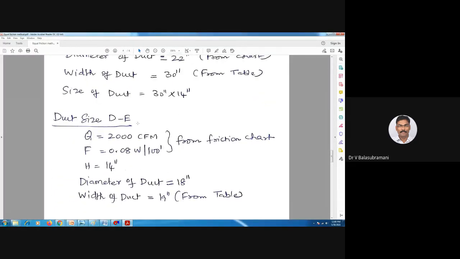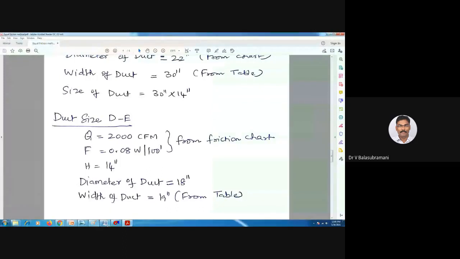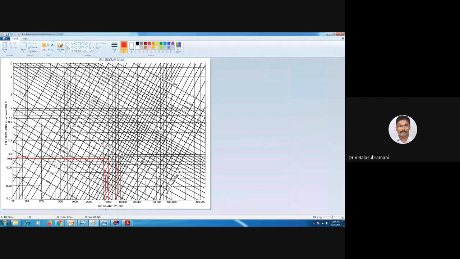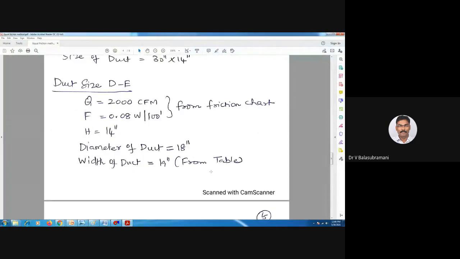And then duct size DE. For duct size DE, for a 2000, there is no need. This is a 2000, and my equivalent diameter is a 20. I have to take the closer one. The closer is not a 20. This is a 2000, the closer is a 18. I take it as the equivalent diameter of the duct, 18.